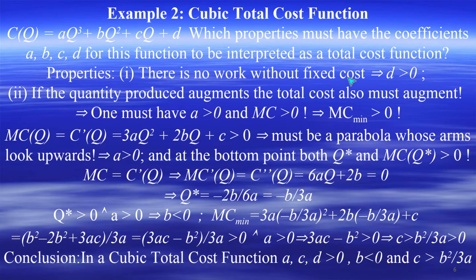So, first there should be a fixed cost, so D should be positive. Here is the first property. Coefficient D should be positive. This is the fixed cost, where Q is zero. There is no production, Q is zero, then the total cost of zero is D. The total cost of the zero production is not zero, it is a positive cost.